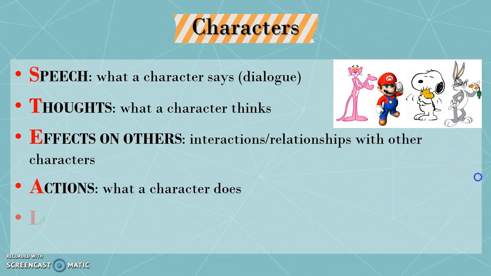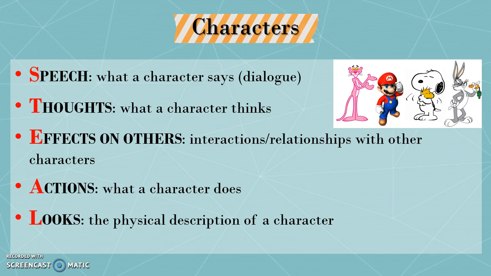Actions, what a character does. Looks, the physical description of a character. So direct characterization, when an author tells you something directly about a character in the story.